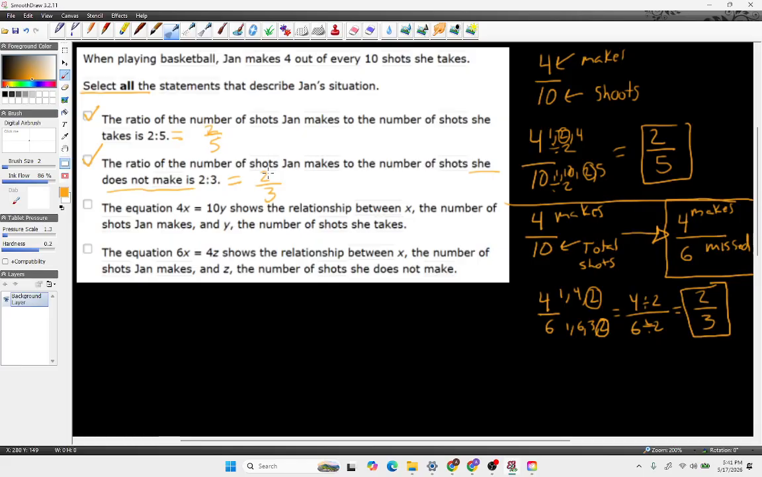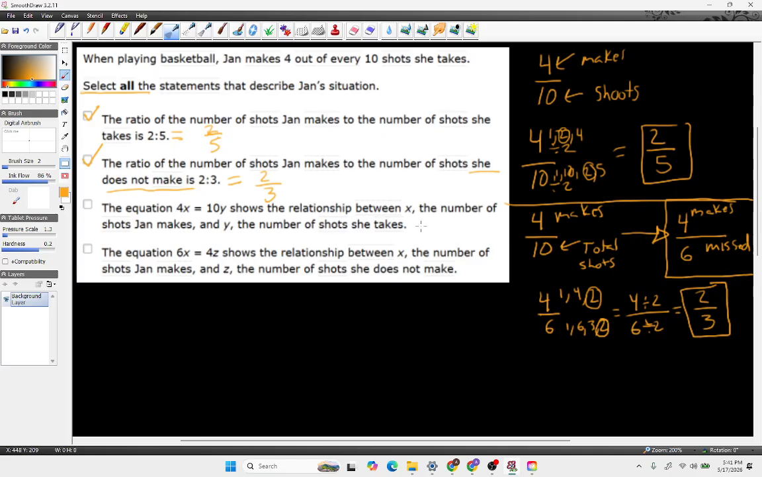Important things here are making sure my order is correct. First number is on top here, right? And reading carefully what they're describing the ratio as. All right, let's continue. The equation 4x equals 10y shows the proportional relationship between x, the number of shots Jan makes, and y, the number of shots she takes.